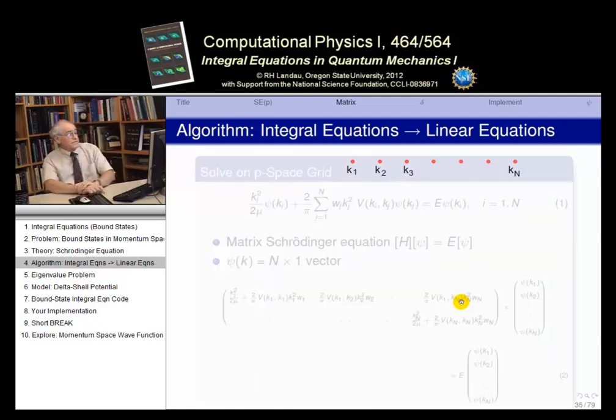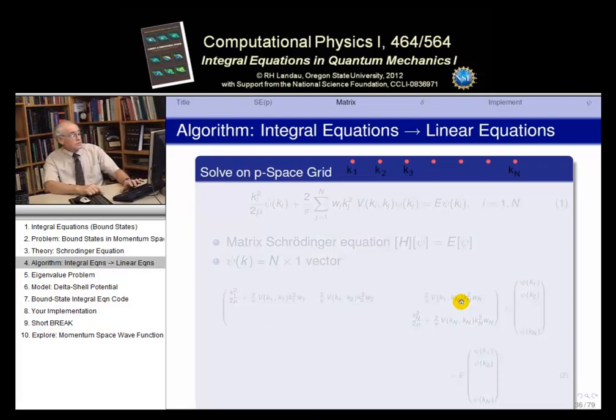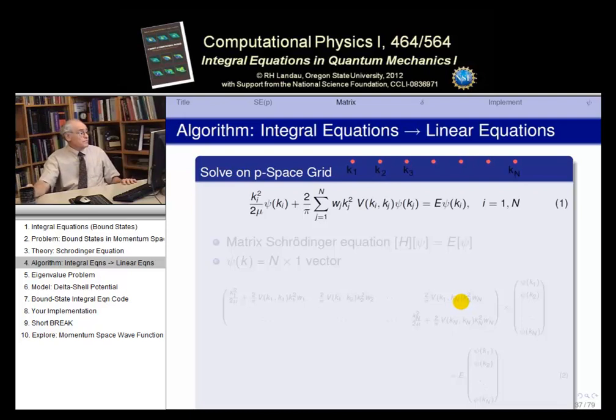So how do we do that? Well, look at this. So we have equation 1, n coupled linear equations. Linear because the unknown is psi, the wave function, and it's linear in psi. It's also linear in E, which is an unknown, so it's linear in both. So that's good. How do we solve this?